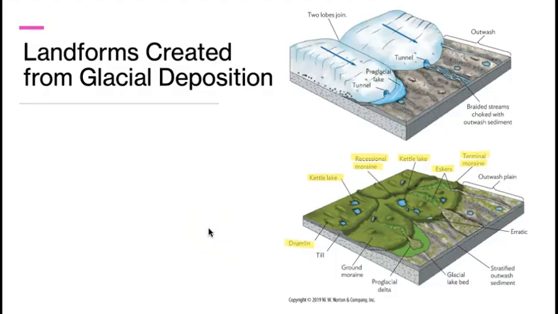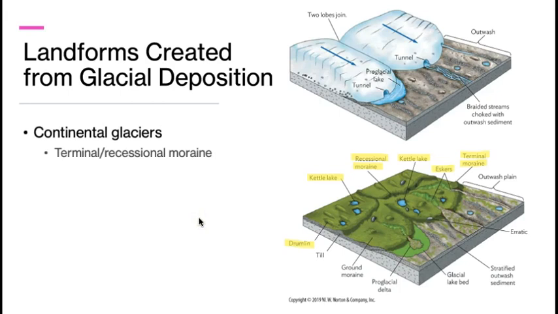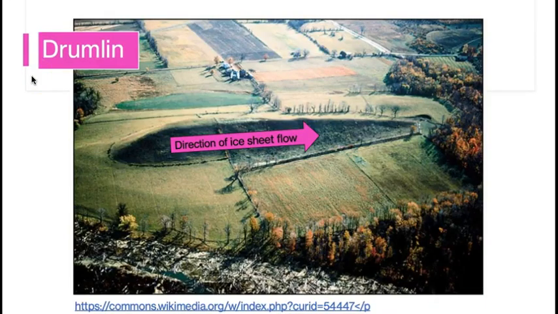Some common depositional landforms that form when continental glaciers retreat are terminal and recessional moraines, drumlins, eskers, and kettle lakes. While the origin of drumlins is up for debate, it is agreed that they form from the deposition of till beneath continental glaciers. Commonly, they are asymmetric in shape, with a steeper and less steep side. The steep side faces the direction from which the glacier advanced.